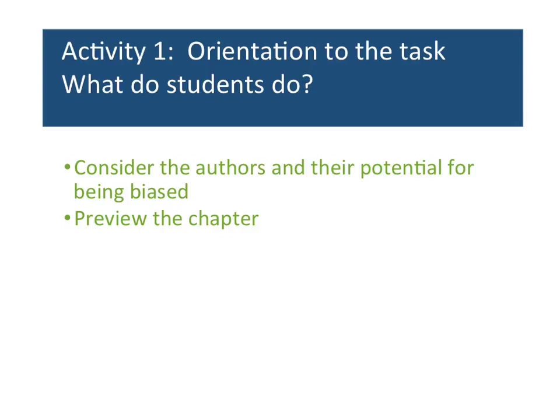The first thing they're going to do in Activity 1 is get oriented to the task of reading the chapter excerpt on the Cuban Missile Crisis. They have not seen this particular chapter yet, so they're going to preview the chapter, and learn a little bit about the authors, considering whether the authors are biased or not, and what is included in the chapter and what might be excluded from the chapter. So these are important things that historians do.